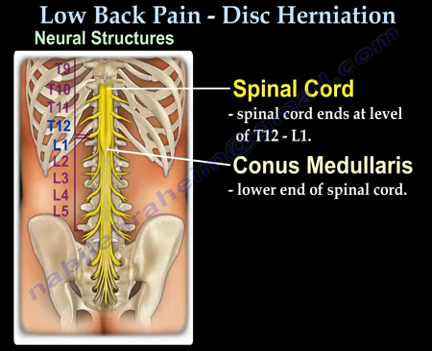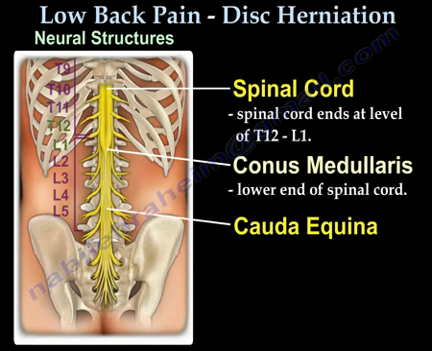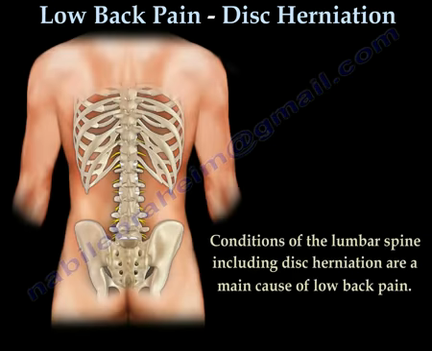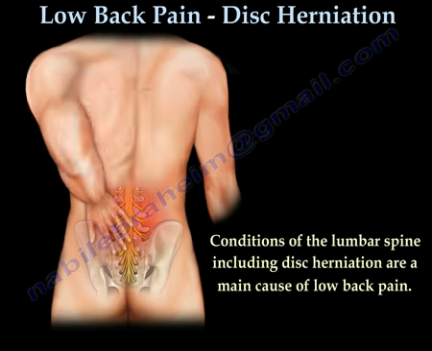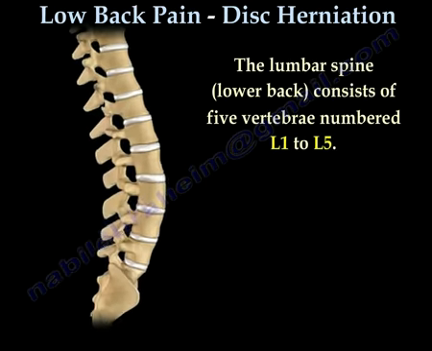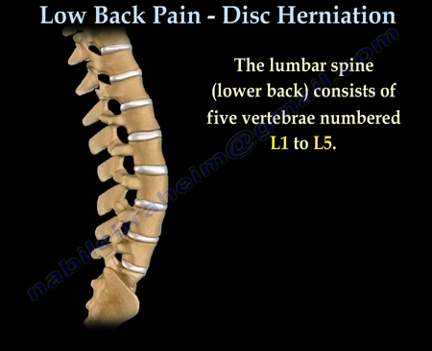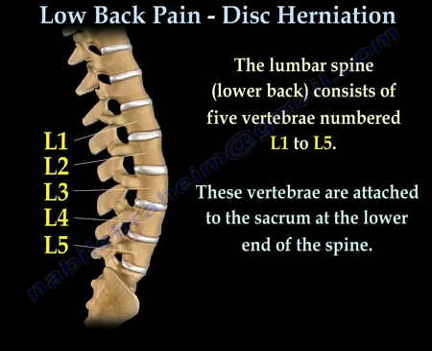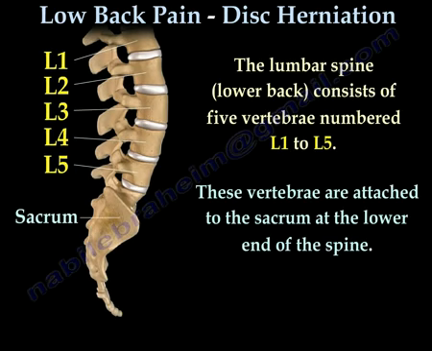the end of the spinal cord, and the cauda equina, which is a lot of nerve roots, usually begins at the level of L1. Different conditions of the lumbar spine, including disc herniation, are the main cause of low back pain. The lumbar spine, which is the lower back, consists of 5 vertebrae. We call it L1, L2, L3, L4, and L5. These vertebrae are attached to the sacrum, the tailbone, at the lower end of the spine.